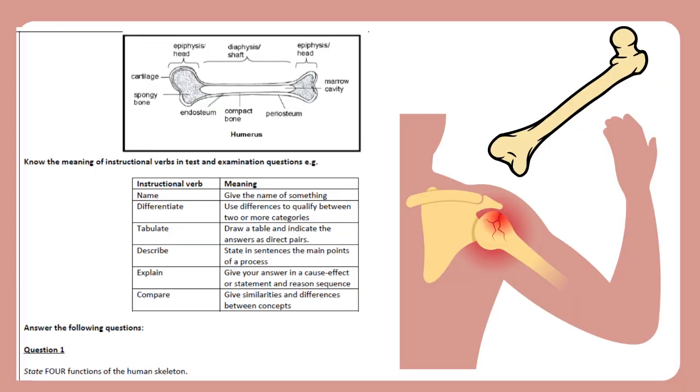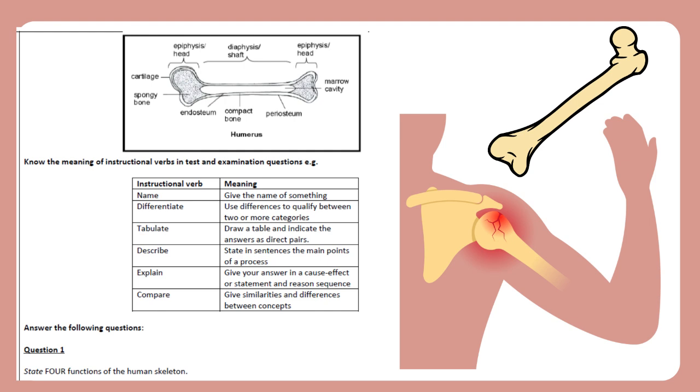Know the meaning of instructional verbs in test and examination questions, e.g. Instructional verb, meaning. Name: give the name of something. Differentiate: use differences to qualify between 2 or more categories. Tabulate: draw a table and indicate the answers as direct pairs. Describe: state in sentences the main points of a process. Explain: give your answer in a cause-effect or statement and reason sequence. Compare: give similarities and differences between concepts.